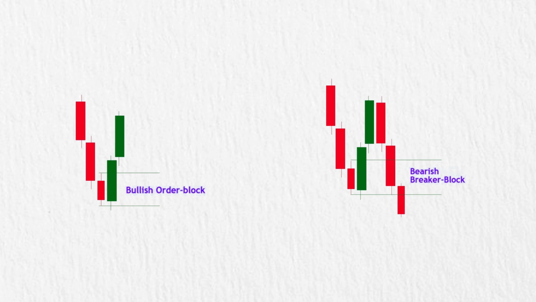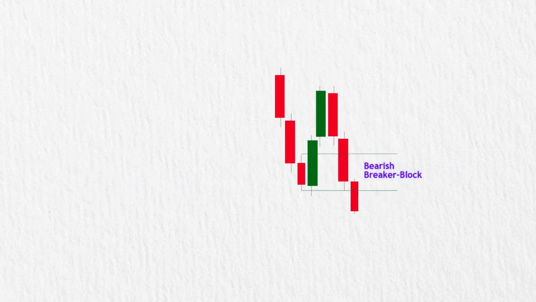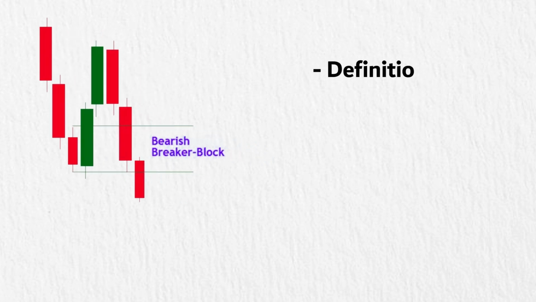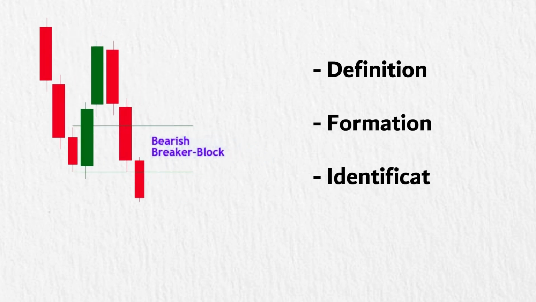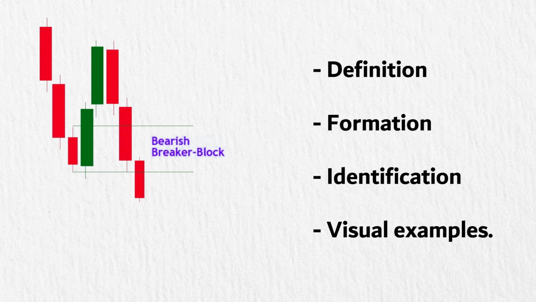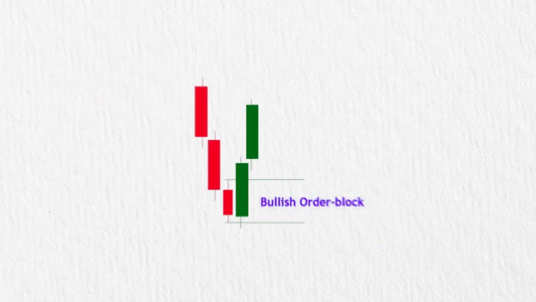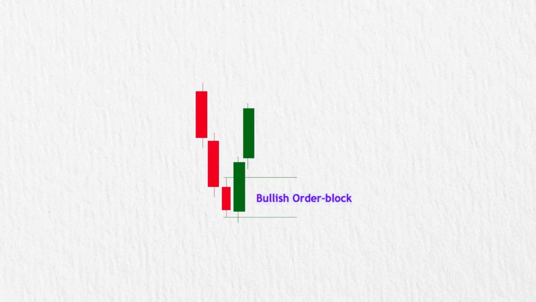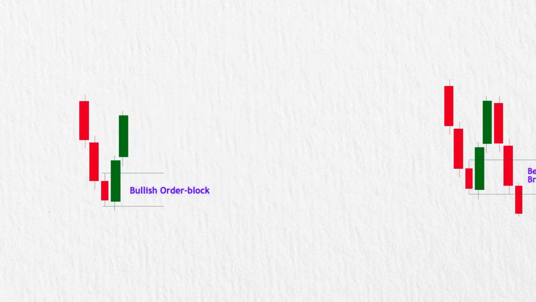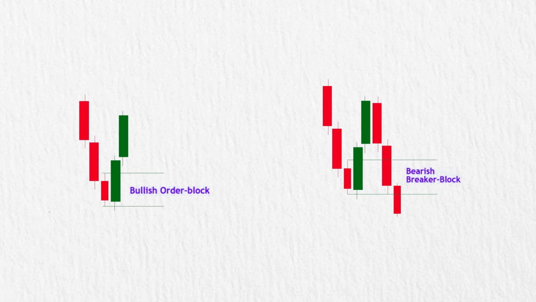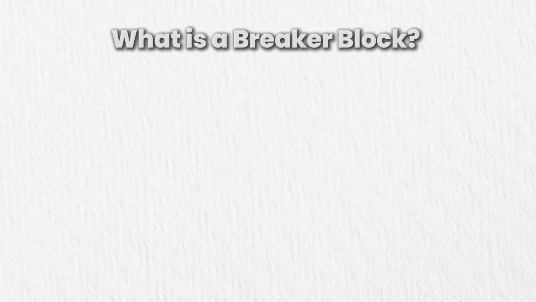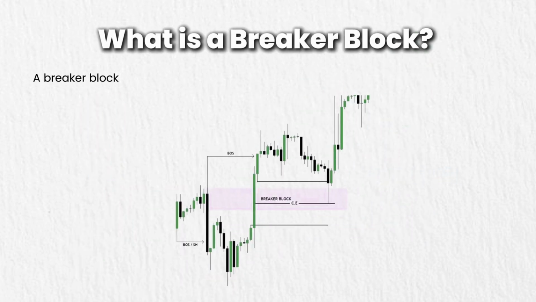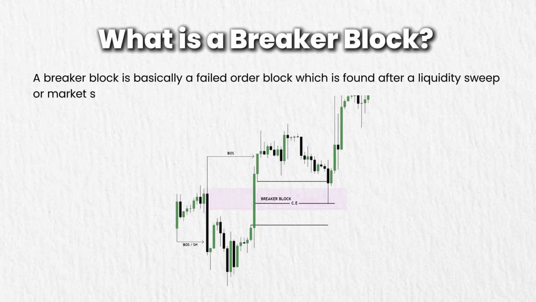In this video, we will talk about breaker block trading strategy from definition to its formation and identification to its use along with visual examples. To identify and trade a breaker block, you must know about order block, because a failed order block is known as breaker block. Let's start with defining breaker blocks. A breaker block is basically a failed order block which is found after a liquidity sweep or market structure shift.